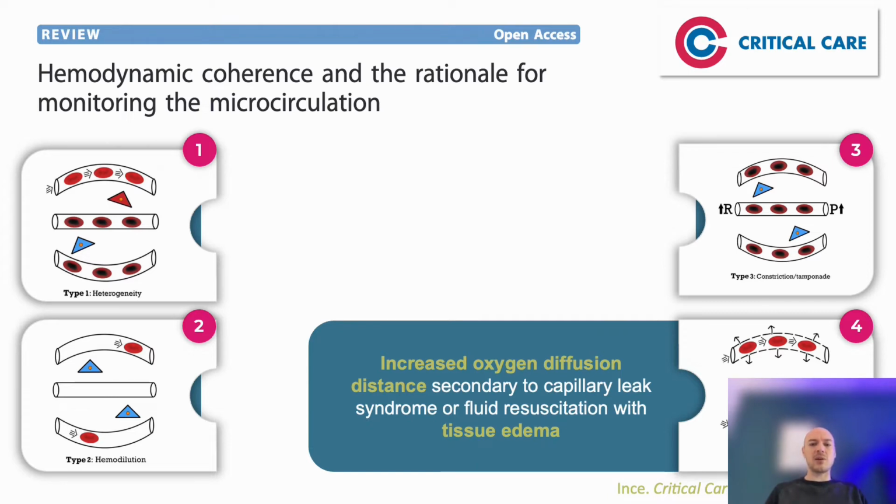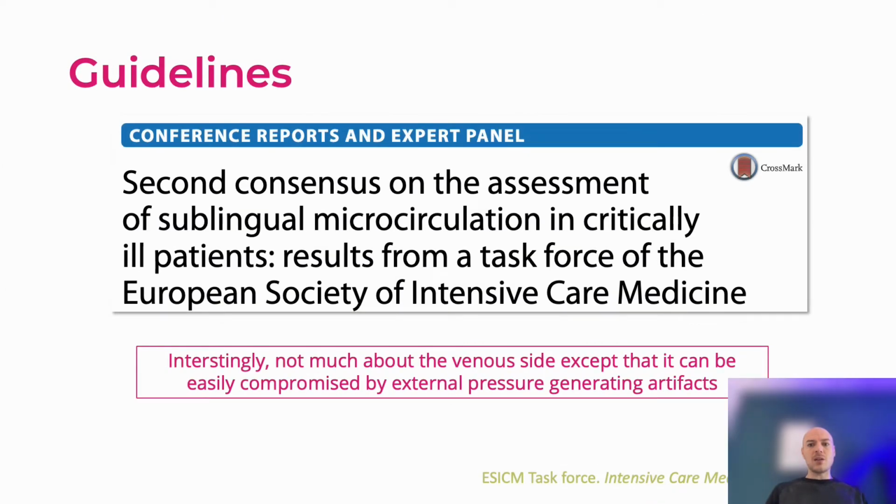So although the description of the different types of microcirculatory derangements is important, of course, it is largely theoretical because it is not that clear-cut at the bedside of the patient, and it's actually way more complex. This description has been embedded in the guidelines on the assessment of sublingual microcirculation. It is a set of 25 recommendations, but interestingly, there is not much said about the venous part, with the exception of the pressure artifacts, but we will come back later to this point.